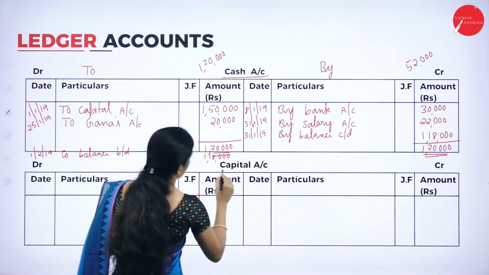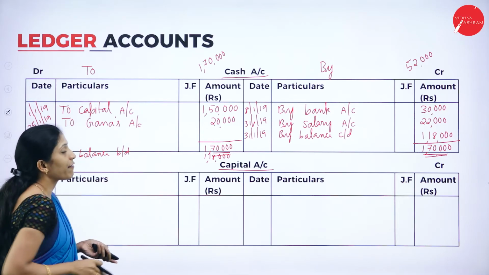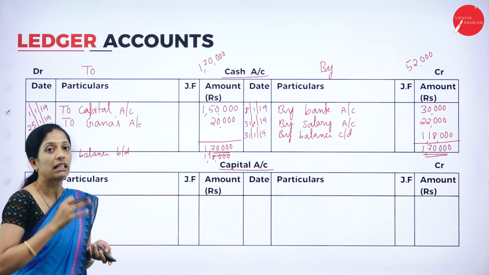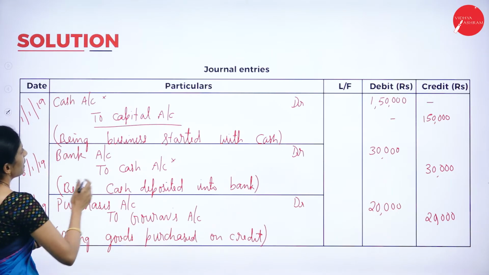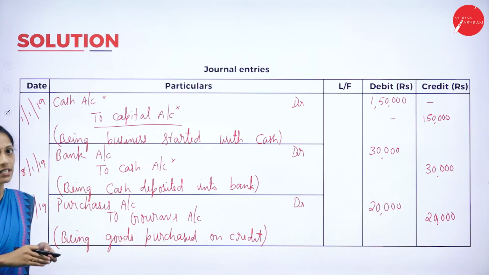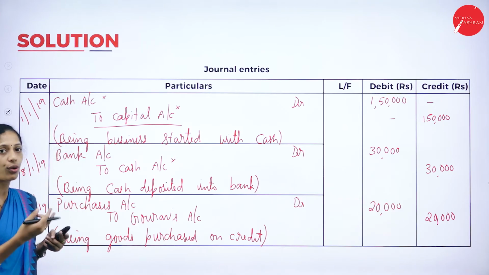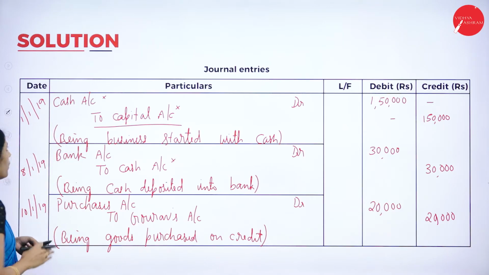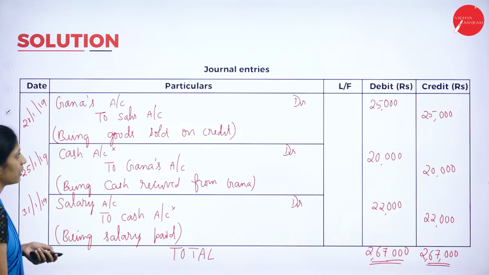Now coming to the next account, that is capital account. Here also we have to see the journal entry where there is capital account. Now go through the journal entry. Yes, in the first one there is capital account, but it is on the credit side, correct? So the remaining account is cash account. So how do we write? 1/1/2019 by cash account. How much? 1,50,000.